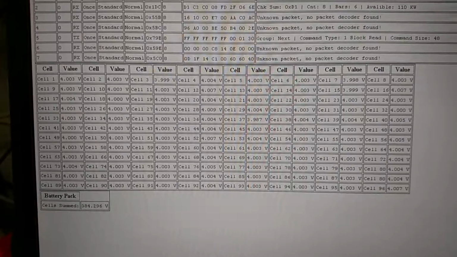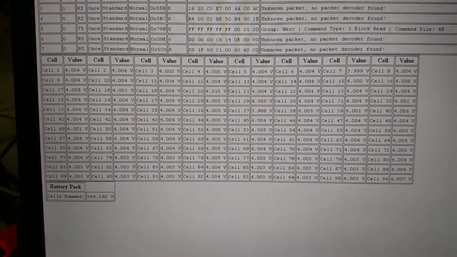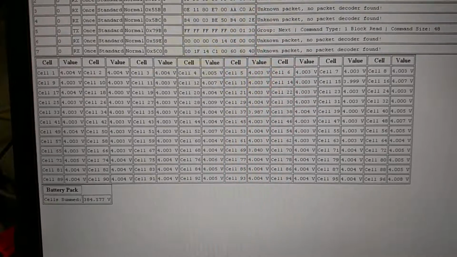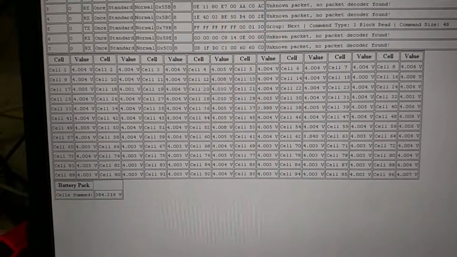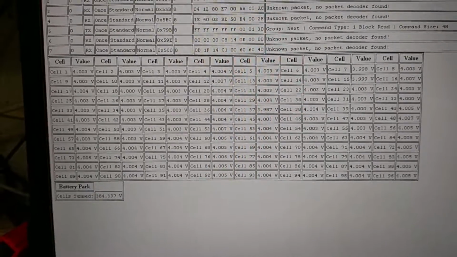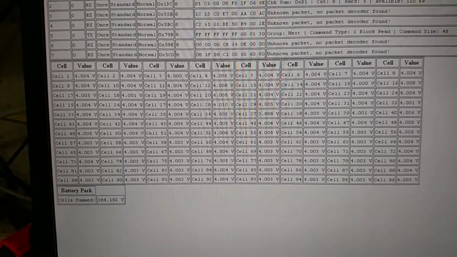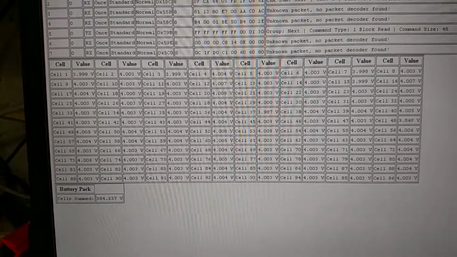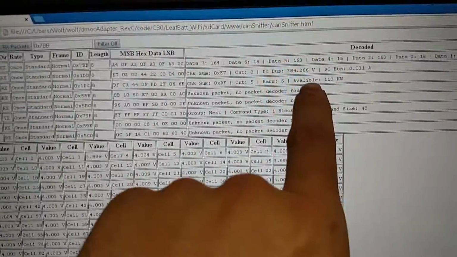So, if it's not balancing, they're all within a few hundredths of a volt, so they're not too terribly bad off. If it is actively balancing, then they're off by a bit. I would expect them to be much closer, but maybe that's within reason. I'm not sure.